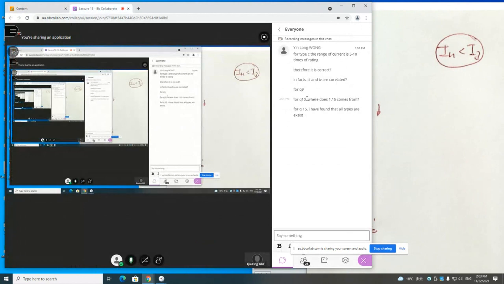And the other question, 1.15, how can we get this one? I think I go back to the notes. The notes tell you how to find this 1.1, how this 1.15 is obtained.